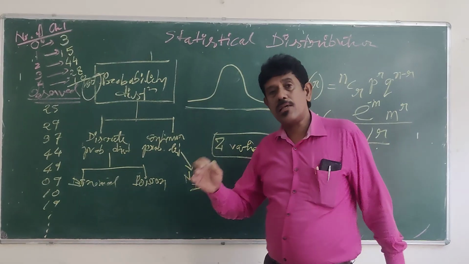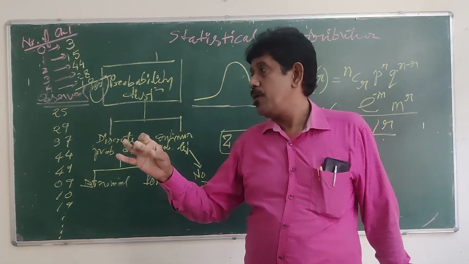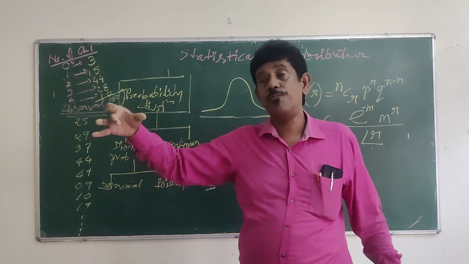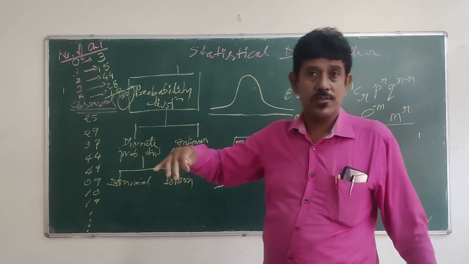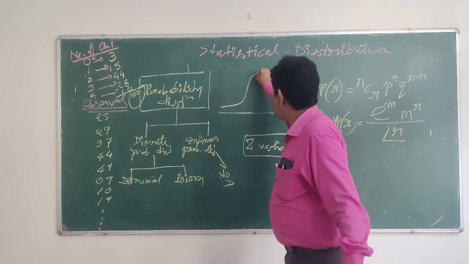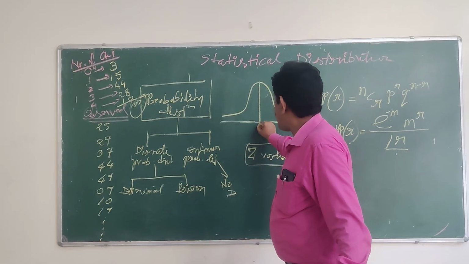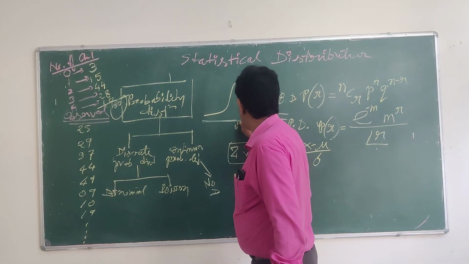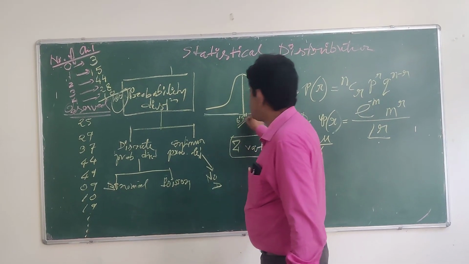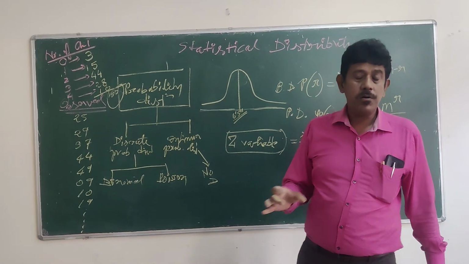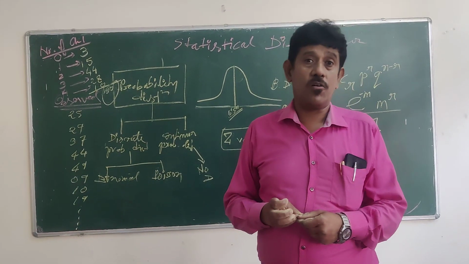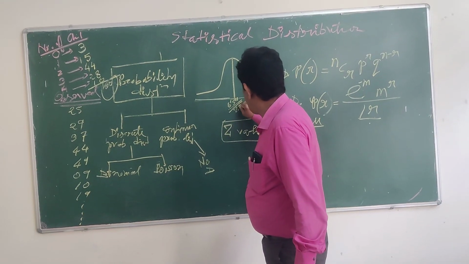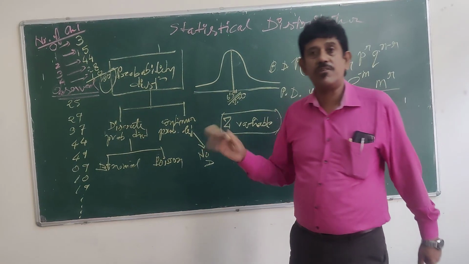For example, let us suppose heights of the teachers of Darrang College. So average height will be highest. Let us suppose 6 feet 5 inches. So this is the average height of the teachers of Darrang College, and at this point, Z will be equal to 0.